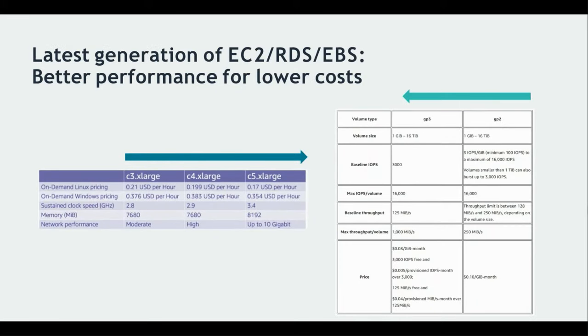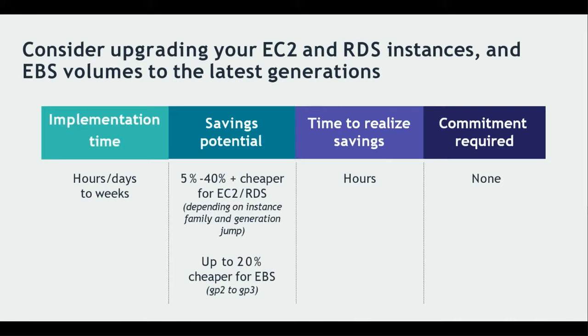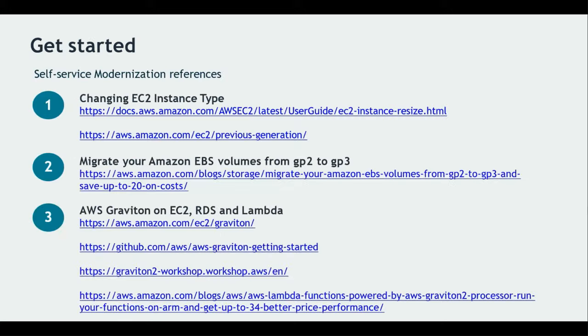You can see on the screen, when you go from C3 to C5, the performance is going to increase, but the charges or cost is going to decrease. It will not take much time to understand this, and you can save up to 40% on your RDS and EC2 workloads, right? Or even on EBS workloads, you will save up to 20%. So you can follow these documents to understand more.